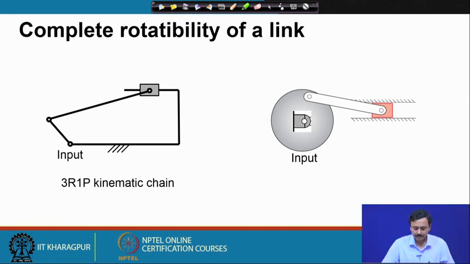Here is this 3R1P chain which has applications in IC engines, in punches. I have shown one on the right. So, I might need complete rotatability of the input, which might be connected to a motor, and correspondingly this will oscillate.